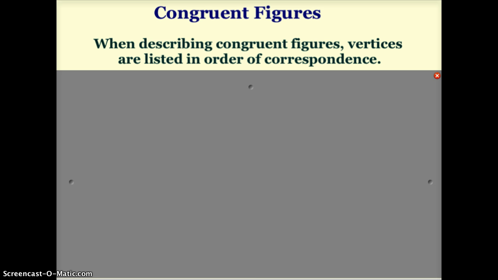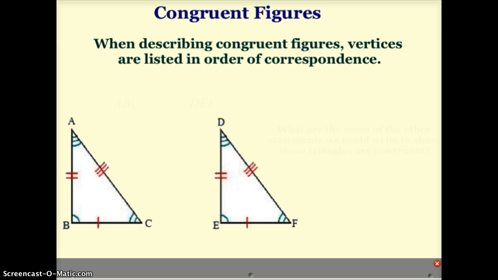When describing congruent figures, vertices are listed in order of correspondence. Looking at these two triangles, starting with angle A, you would start with angle D for the second triangle. So, triangle ABC is congruent to triangle DEF. I'm going from the line that has 2 tick marks, across 1 tick mark, up 3 tick marks. Same thing with the second triangle. I'm starting from D, going down the line with 2 tick marks, 1 tick mark, and then up 3 tick marks.